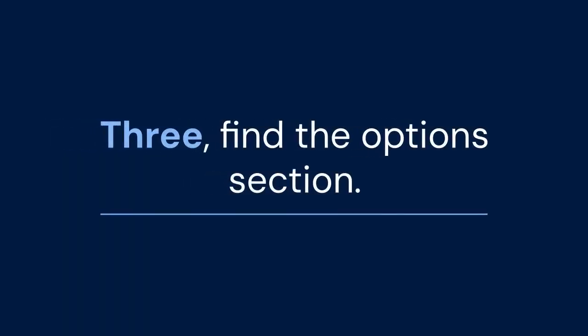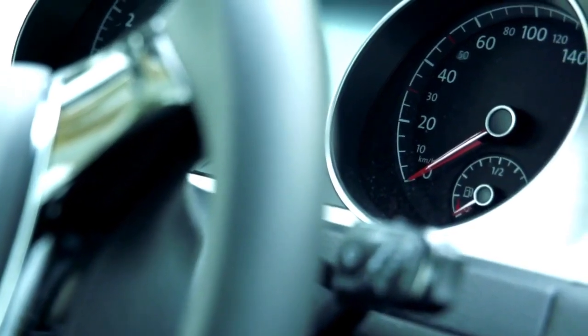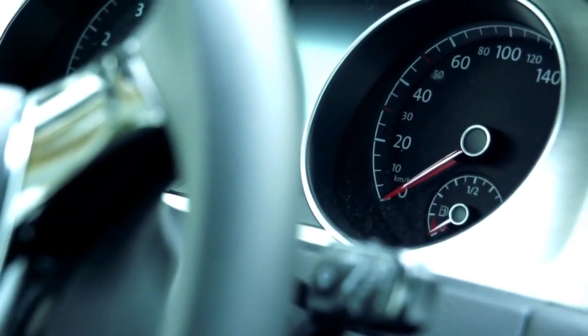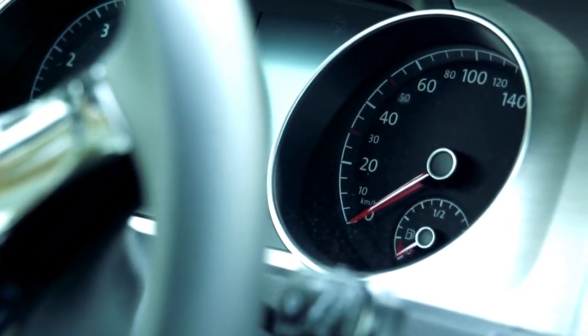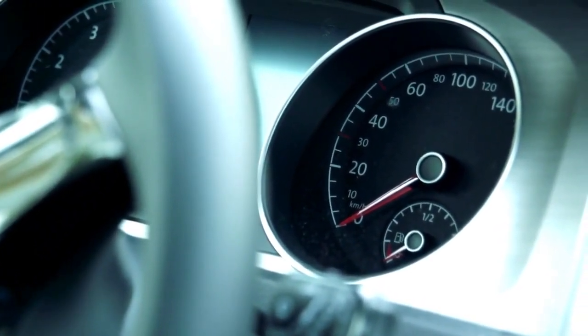3. Find the Options section. Scroll down until you find a section labeled Options. It's usually near the top of the file. Look carefully, you don't want to accidentally change anything else.